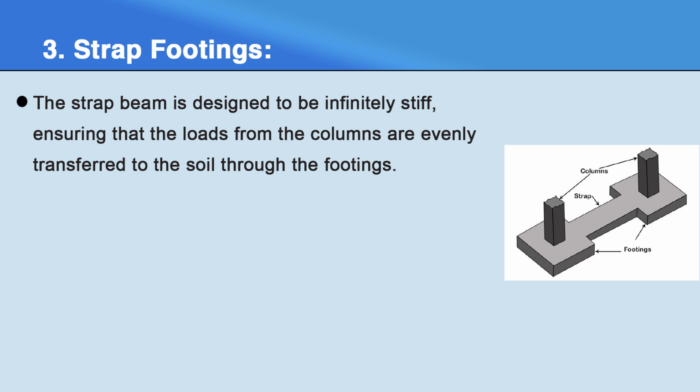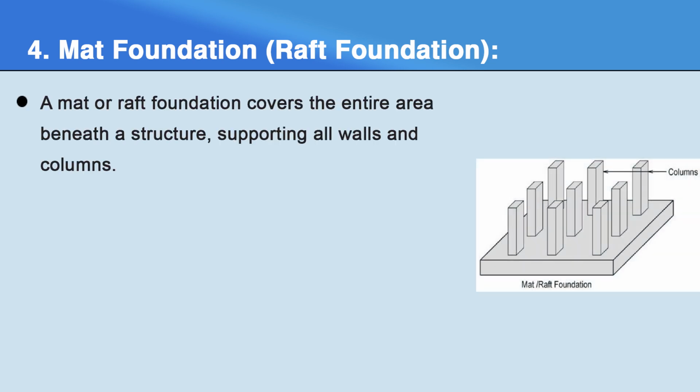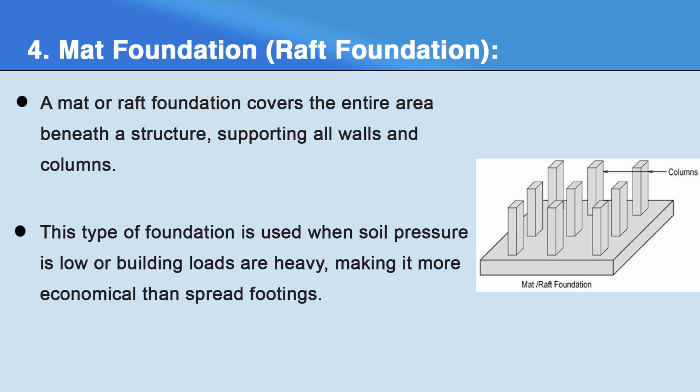Then the next is mat foundations or the raft foundation. A mat or raft foundation covers the entire area beneath a structure, supporting all the walls and the columns. This type of foundation is used when the soil pressure is low or the building loads are heavy, making it more economical than the spread footings.